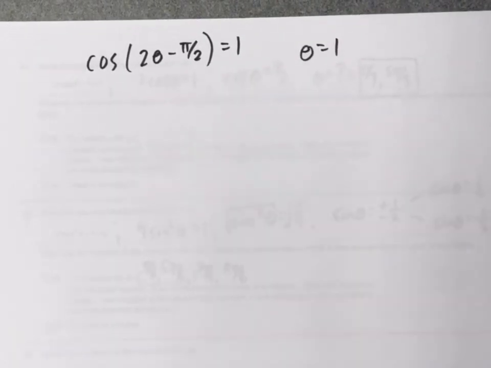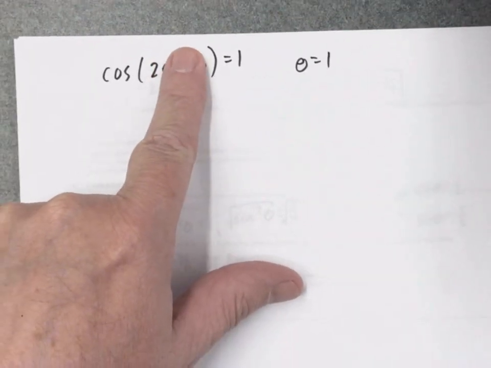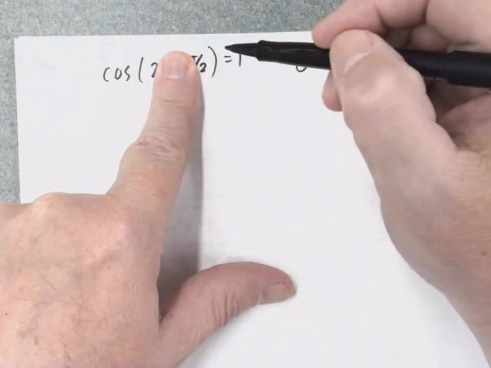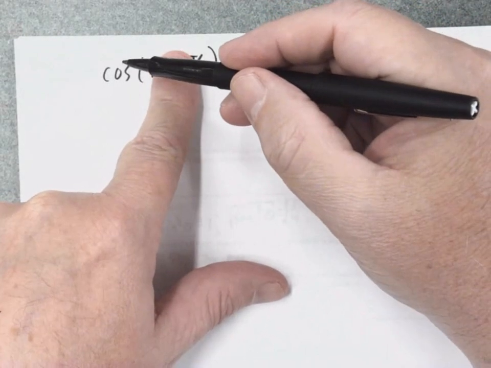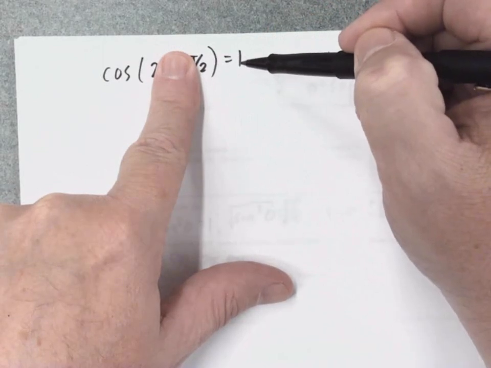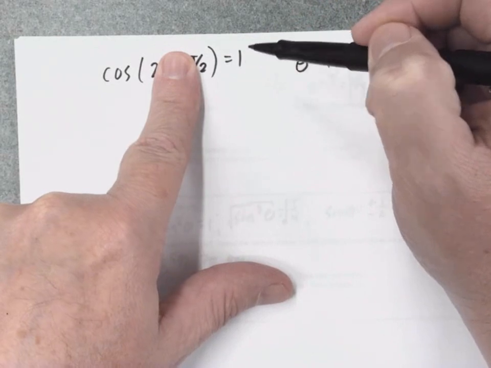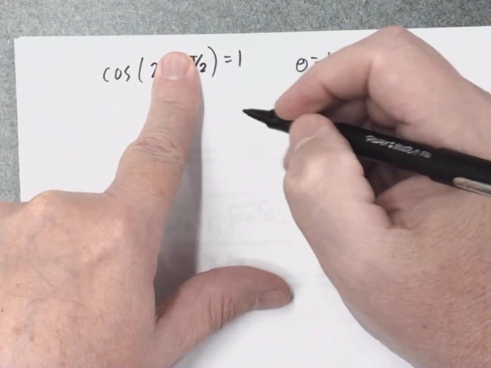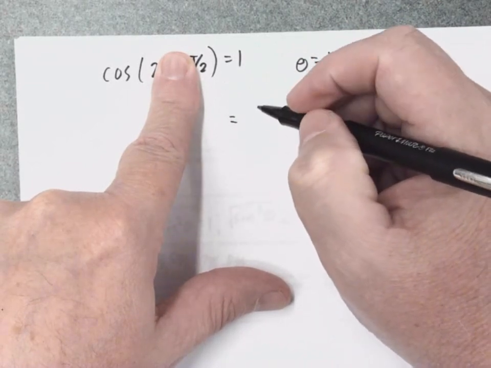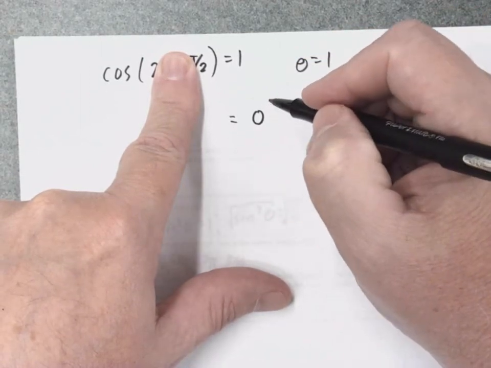The way I like to do it is, you can imagine me sort of initially ignoring what's inside the cosine function, and I'm just saying the cosine of what angle equals 1. So what are the angles on the unit circle where the cosine is 1? Well, that occurs for angle 0, and that's all.